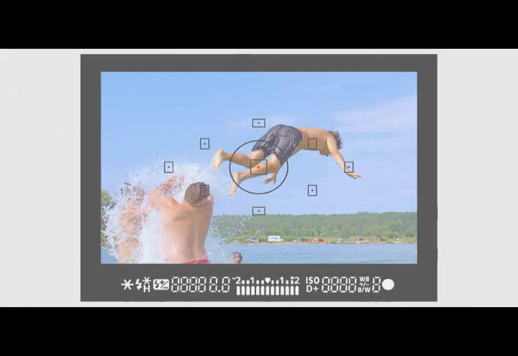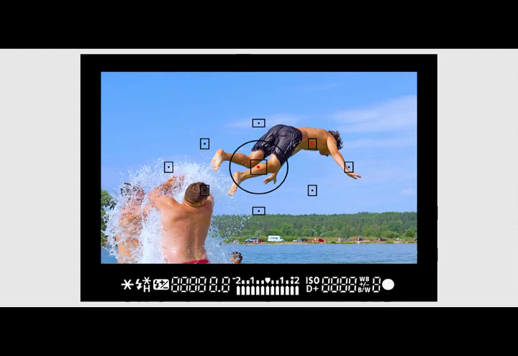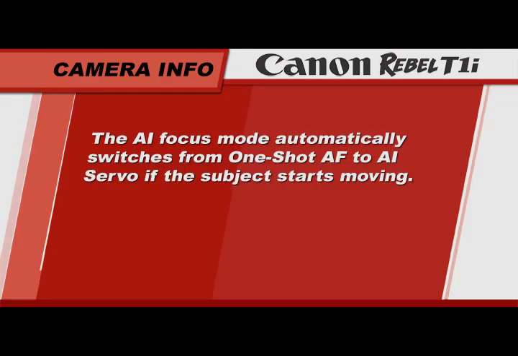The AI Servo AF mode is best for shooting moving subjects. This mode is for moving subjects when the focusing distance keeps changing. While you hold down the shutter button halfway, the subject will be focused continually. When the AF point selection is automatic, the camera first uses the center AF point to focus. During autofocusing, if the subject moves away from the center AF point, focus tracking continues as long as the subject is covered by another AF point.